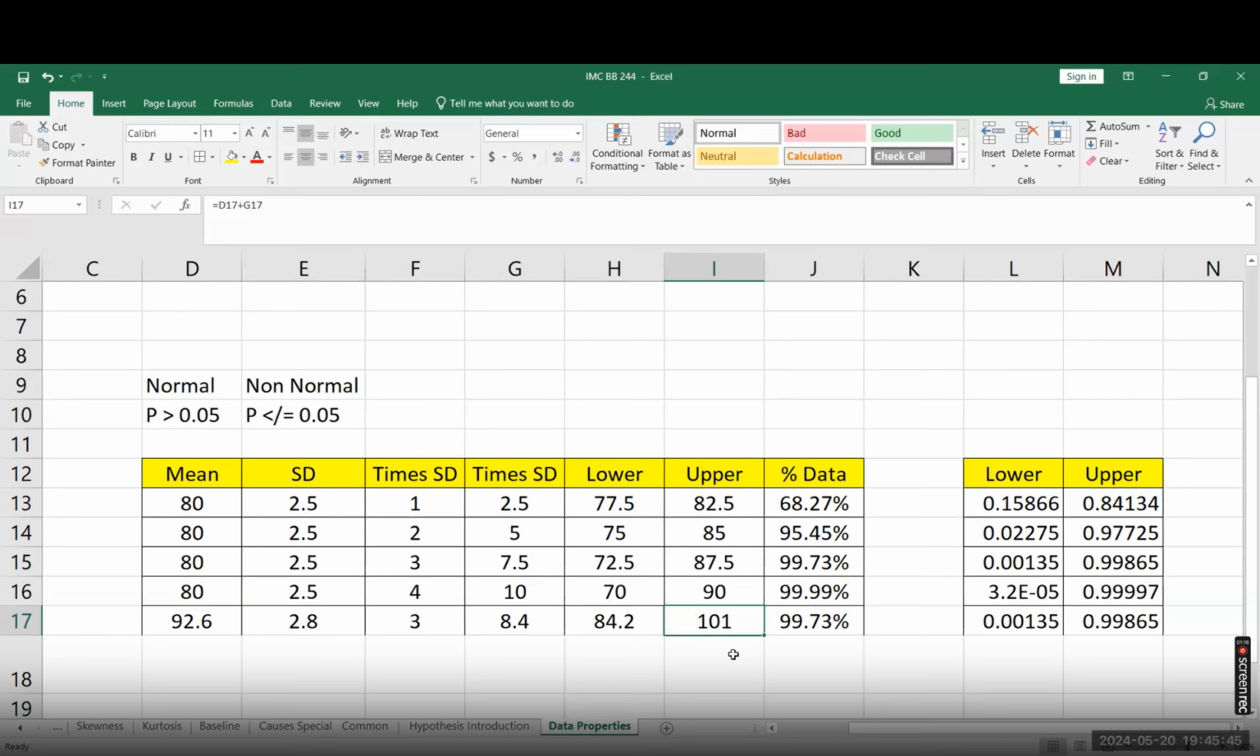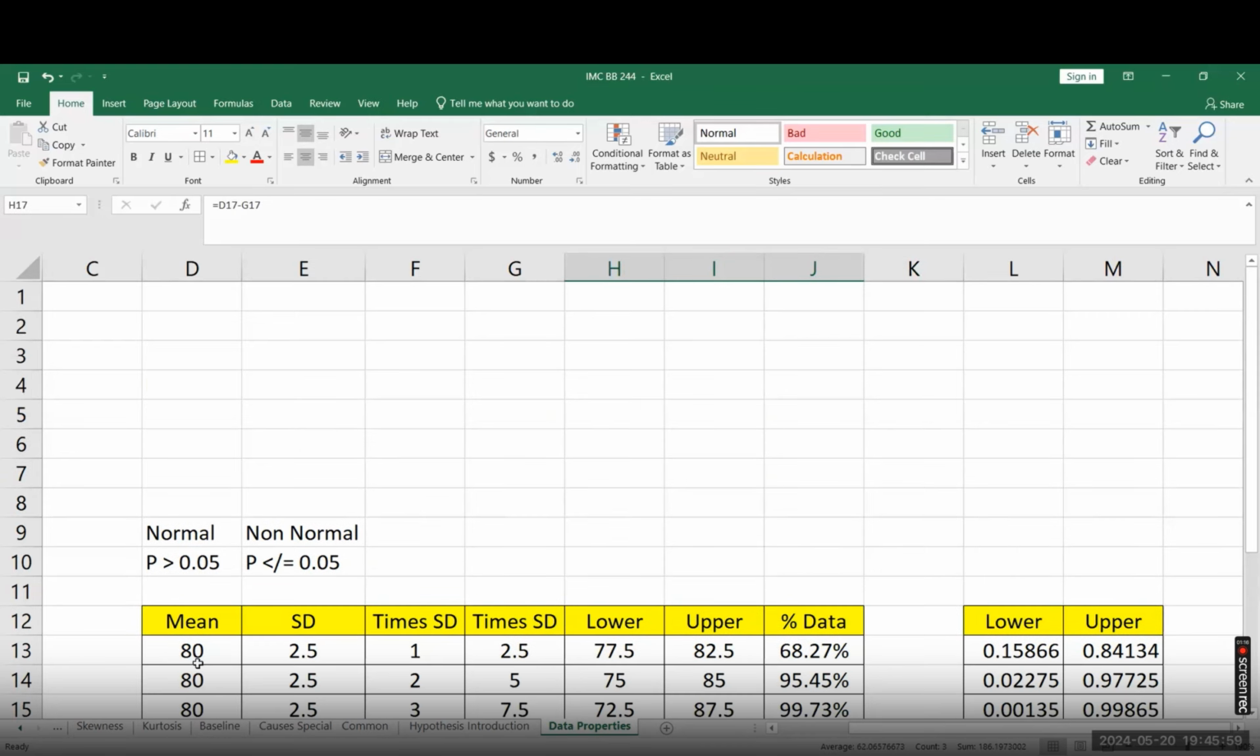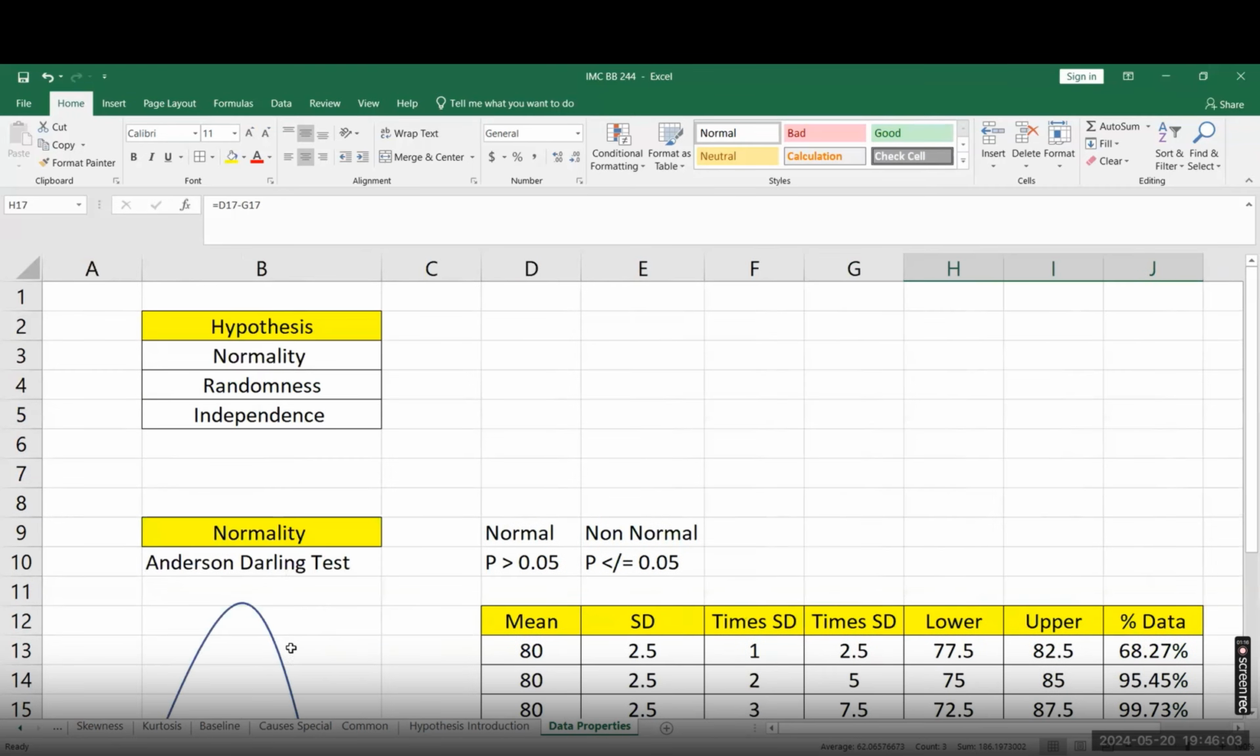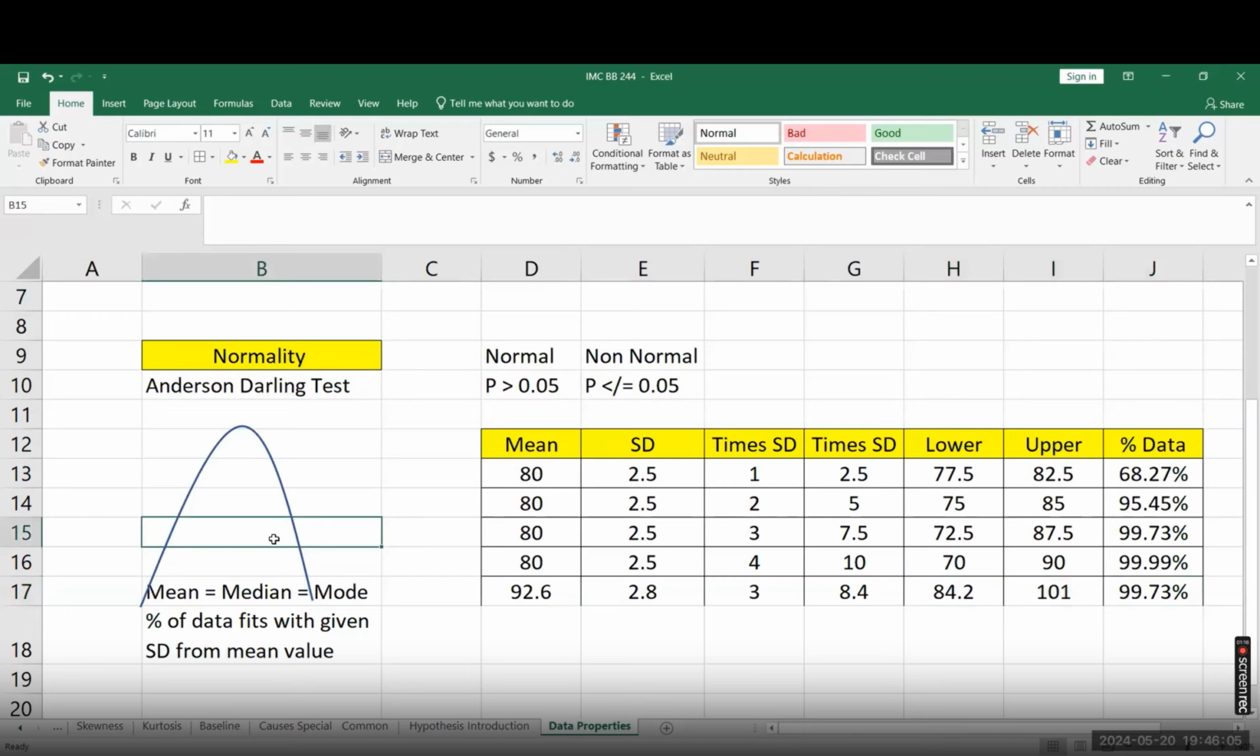So the simple demand is that at least 99.73% of the time you should be greater than 84.2. Then only your data will be the bell-shaped data or the normal data. Like this. Sir. If it is not, then data will not be a bell shape. It may be skewed data or maybe kurtosis data.